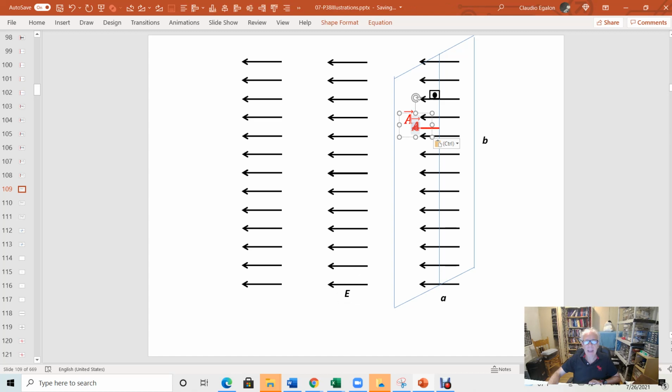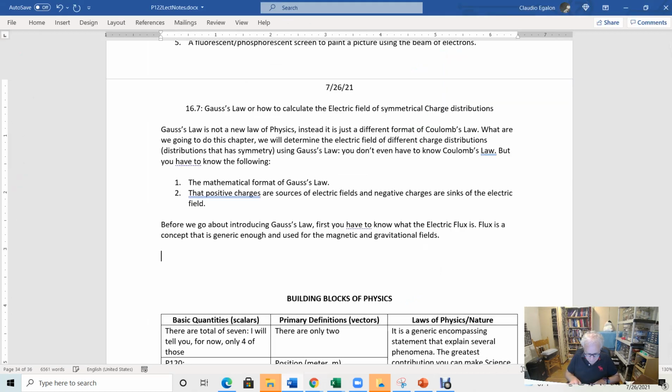The electric flux of an electric field is determined with respect to an imaginary surface. The surface can be open or the surface can be closed. Okay? So here you go. The electric flux can be calculated with respect to a given surface. This surface can be open or closed.